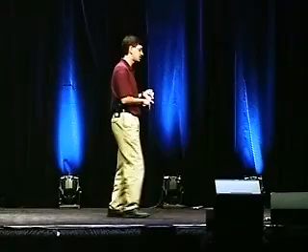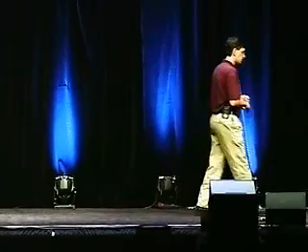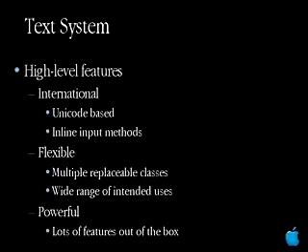It's Unicode-based. It supports inline input methods. It doesn't support every aspect of internationalization yet. For instance, you cannot type bidirectional text or vertical text in there. However, because it's Unicode-based and because the API encourages use of Unicode and other proper methodologies, if you use the text system, it's highly likely that your application will just work with bidirectional and even vertical text. It's also flexible. It's got multiple replaceable classes in there, and we'll just talk about the major ones. And it has a wide range of intended uses.